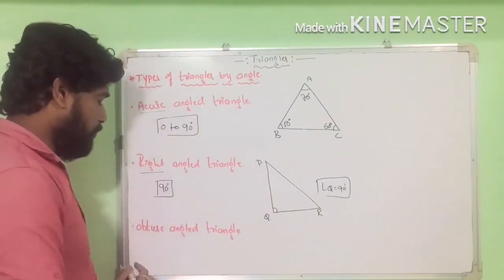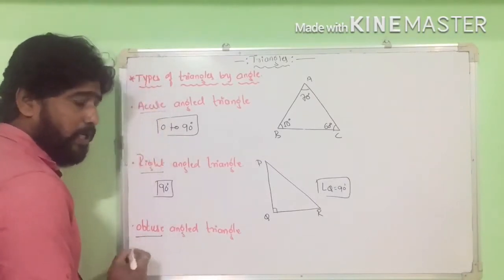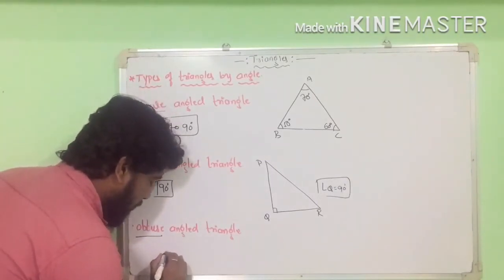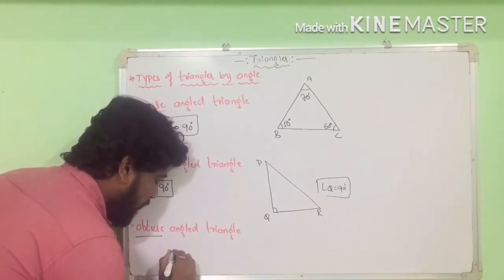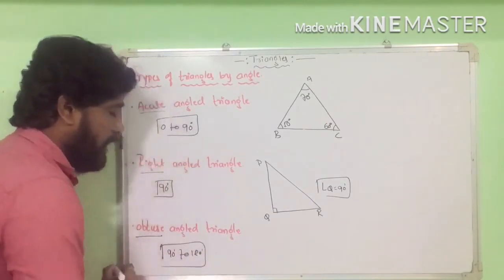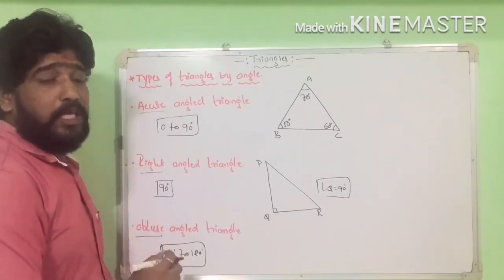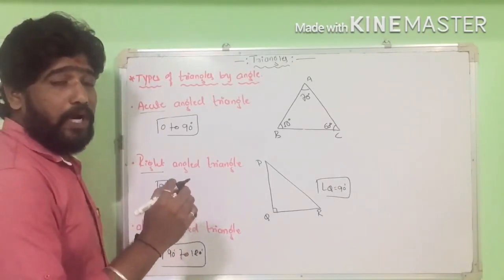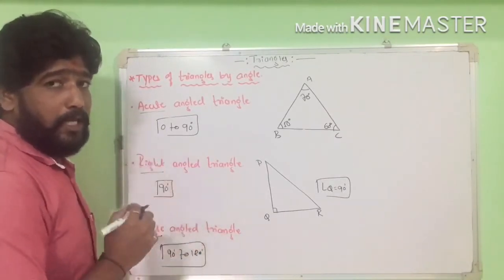So next one, obtuse angle. So already we know what an obtuse angle is. The angle lies between 90 and 180. So an obtuse angle triangle means the triangle having any one angle that is an obtuse angle.